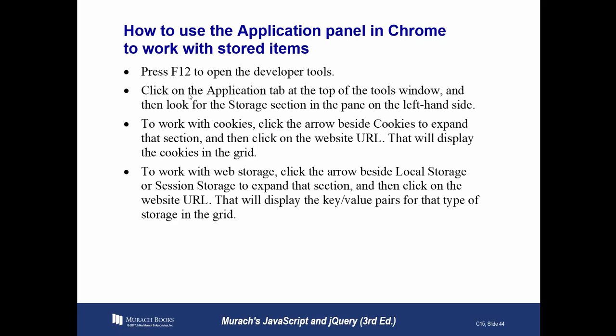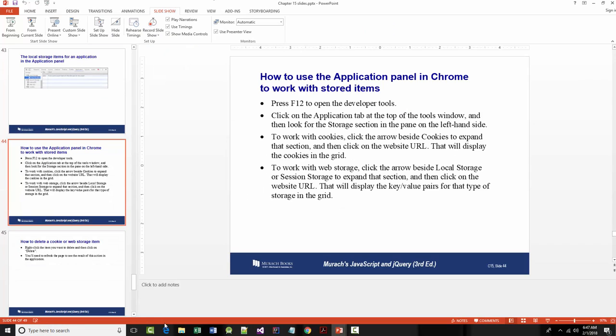You can use the technique described here to see the cookies that the application has stored on the browser. Okay, so press F12, which opens Developer Tools. Click on the Application tab at the top of the Tools window and look for the storage section on the left-hand side. Let's see if we can do this. So I'm going to go out to some website. It doesn't matter which one.